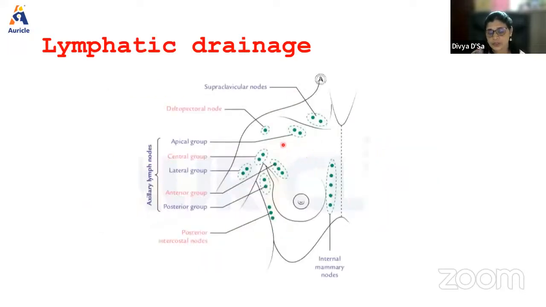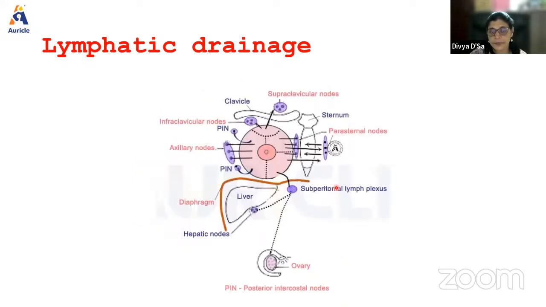So lymphatic drainage. Here the lymph mainly drains into the axillary group of lymph nodes. In addition to that, it can also drain into the supraclavicular group of lymph nodes and internal mammary lymph nodes, as well as posterior intercostal nodes. So mainly it is to the axillary group of lymph nodes. These lymphatics which drain the mammary gland are grouped into two, the superficial and the deep. The superficial drains the skin region except for the areola and the nipple, whereas the deep drains the areola and the nipple as well as the parenchyma.